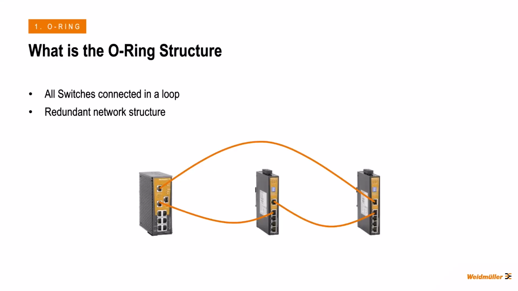The O-ring is a network topology where all switches are connected in a closed loop. This structure provides redundancy because data can travel in both directions. If a cable or connection fails, communication is automatically rerouted. This ensures high availability and minimal downtime in industrial networks.